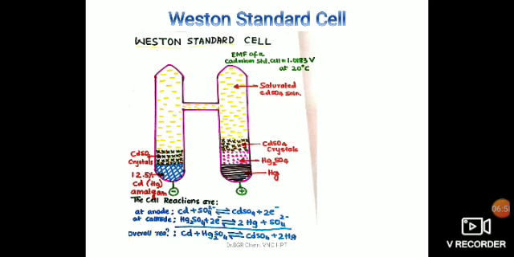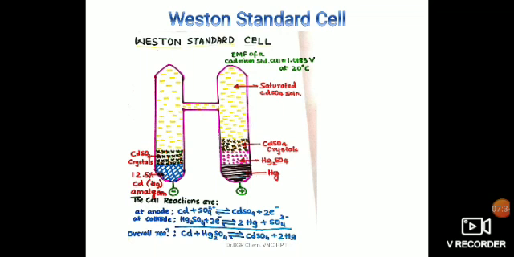The positive electrode consists of mercury covered with a paste of solid mercurous sulfate, that is Hg2SO4, over which there is a layer of cadmium sulfate crystals, that is CdSO4·2/3H2O. The negative electrode is 12.5% cadmium amalgam, that is Cd(Hg), covered with cadmium sulfate crystals. The entire cell is filled with saturated cadmium sulfate solution and it is sealed.